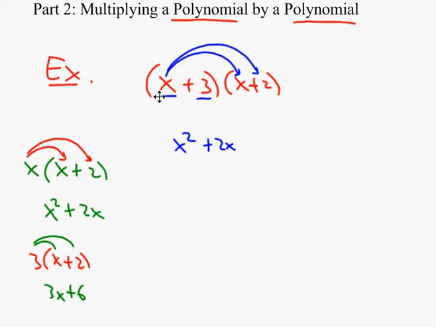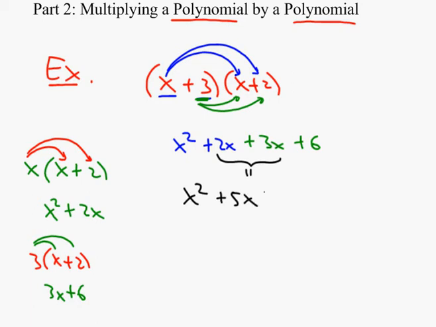All right? And then we have to do it again, but this time we're going to distribute the 3. So 3 times x is 3x, and 3 times 2 is 6. You can see how it's color-coded there. So our final answer is going to be x squared, and you should look to combine any like terms. These two terms are the same, so that's plus 5x plus 6. So there you go. There's your answer.